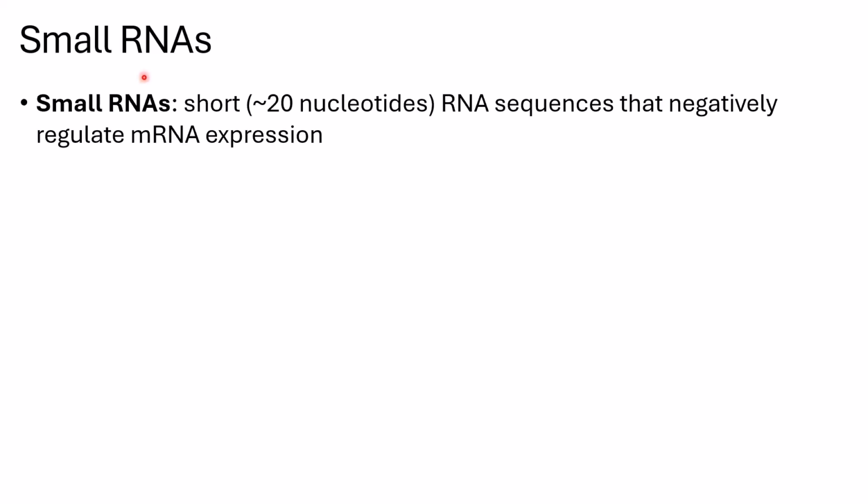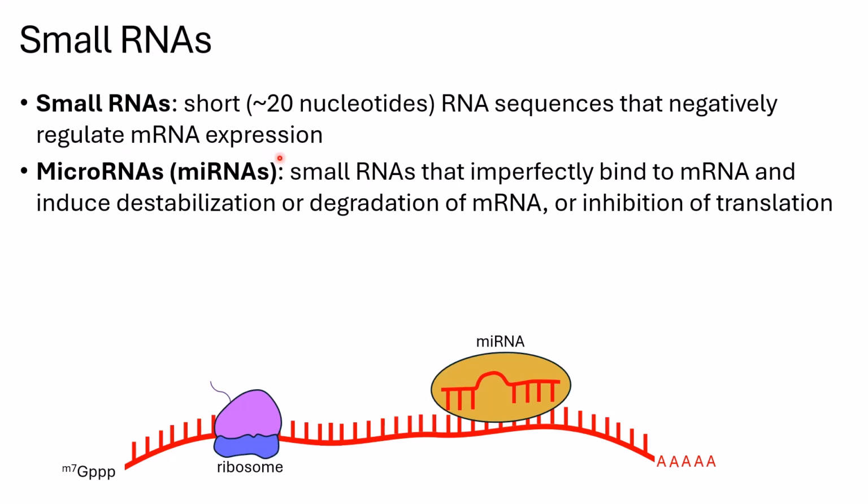Although the synthesis of mRNA from a gene indicates that it is transcriptionally active, the mRNA does not always get translated into protein. Small RNAs are short RNA sequences that bind to mRNA to negatively regulate their expression. One type of small RNA is microRNAs, which often bind to the 3' end of mRNA. They can induce destabilization and degradation of mRNA by slicing it in half or by shortening the poly A tail, and can also inhibit translation of the mRNA.